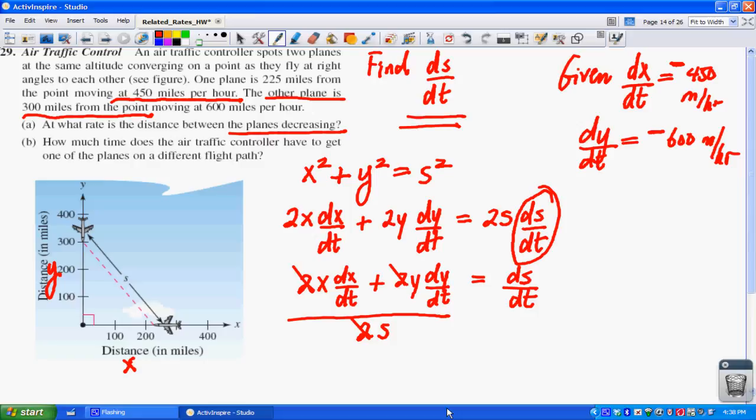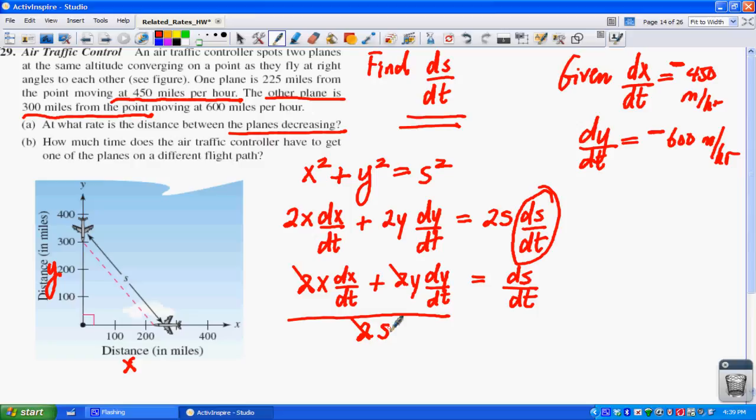Now we're trying to find this guy, right? The rate of change of the distance between the two planes, and it's based on these things right here. Now we need to know something else. We have something for dx/dt, which is that. We have something for dy/dt, which is that. But we need to know what x, y, and s are at a certain point in time, and it's given to you in the problem.